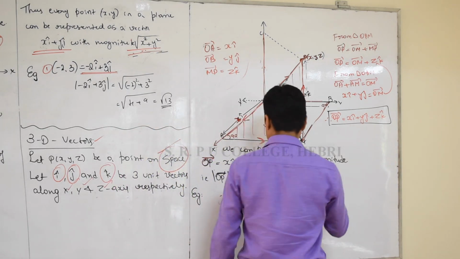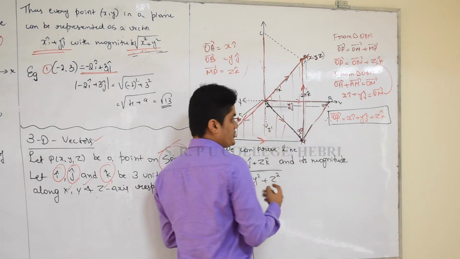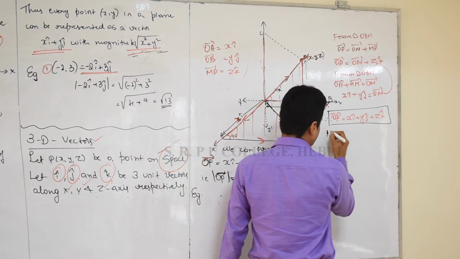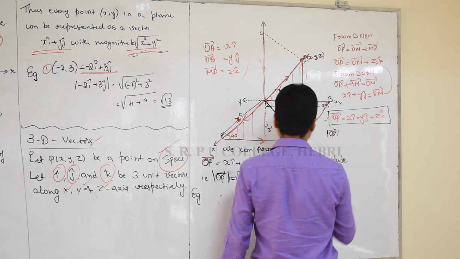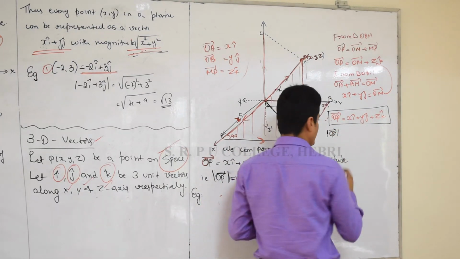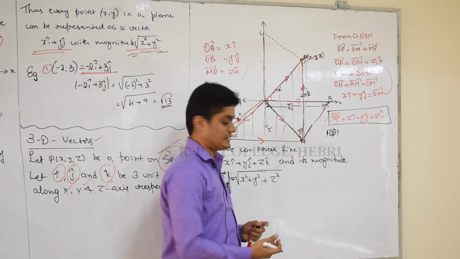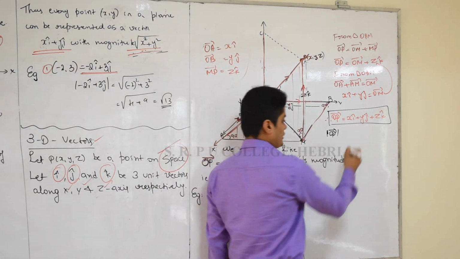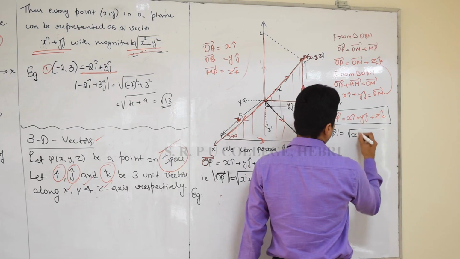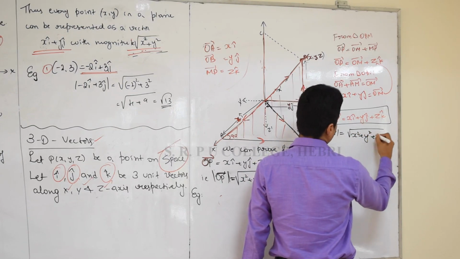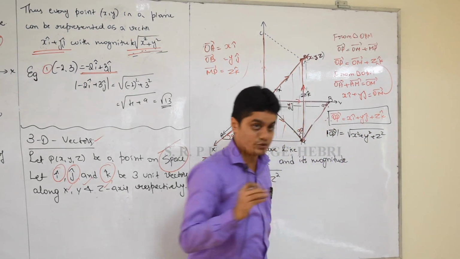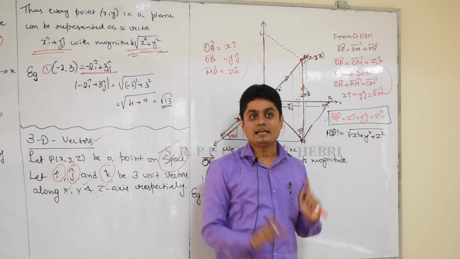Now using the same concept, using these two right angle triangles, we can obtain that. I'm not going to explain, it's your work, just like the previous concept you try to get, using Pythagoras theorem, we can obtain the magnitude of this as root of x square plus y square plus z square. This is just like the two dimensional. This part I am leaving as homework.